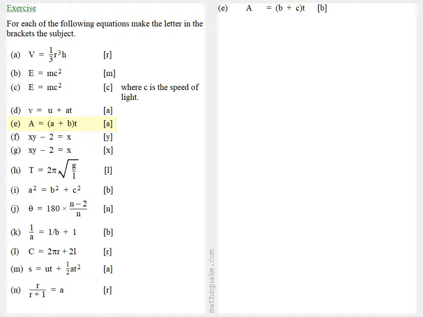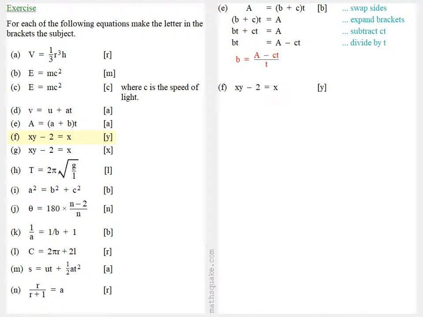Now in question E, we have A equals b plus c into t, and we're asked to make b the subject. So swap both sides, b plus c into t equals A, expand the brackets, bt plus ct equals A, and subtract ct, and that gives us bt equals A minus ct. Now we want b on its own, so let's divide by t. b equals A minus ct all over t.